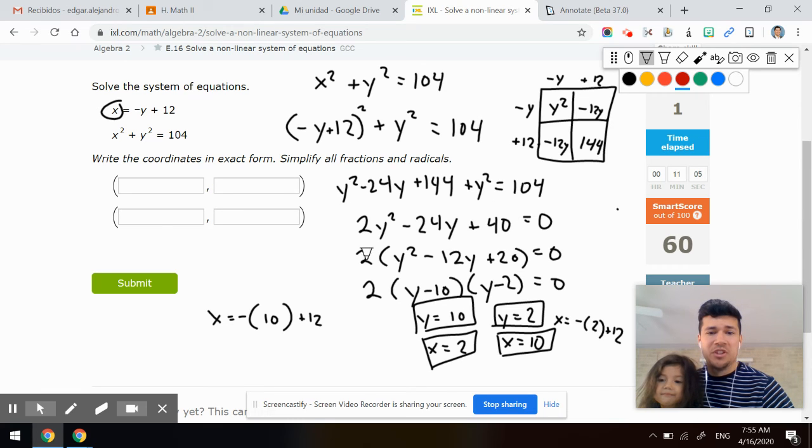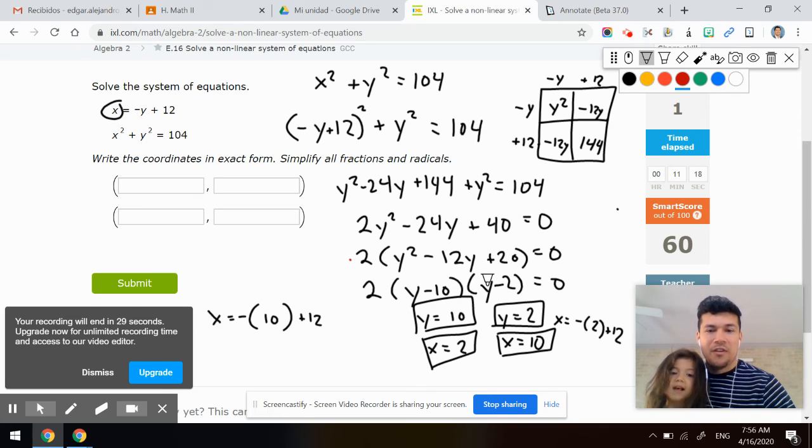Next, I'm going to factor with a GCF right here. I factor out my 2. And I'm left with a quadratic, y squared minus 12y plus 20. And then I factor that quadratic into y minus 10, y minus 2. This reveals the zeros. 30 seconds left. And we've got y equals 10 and y equals 2.